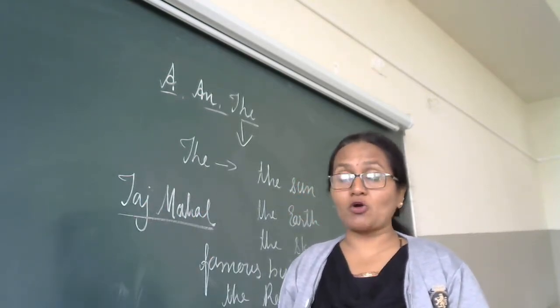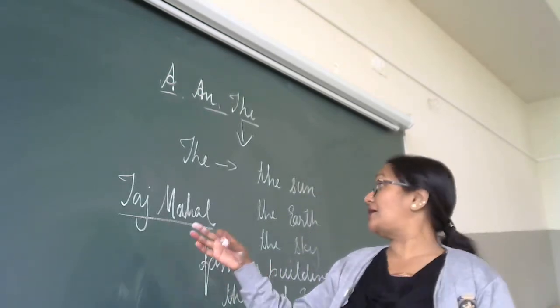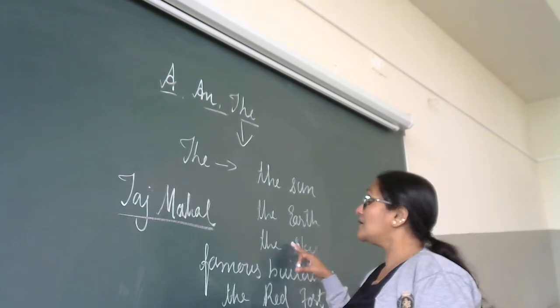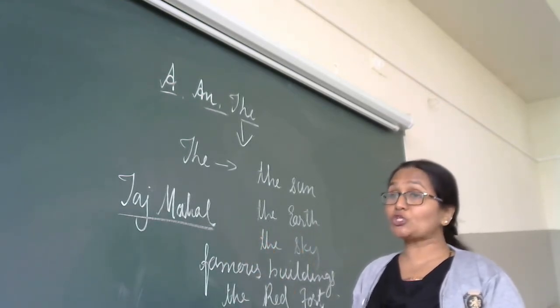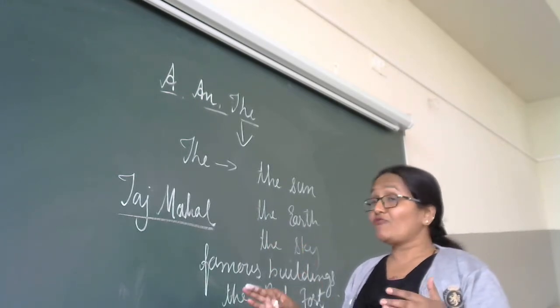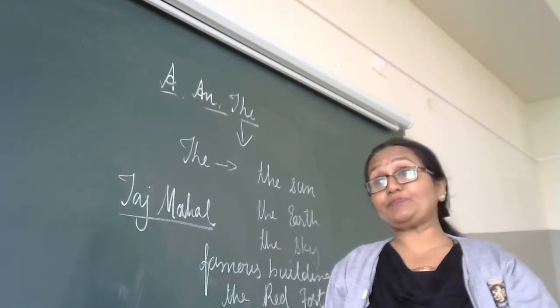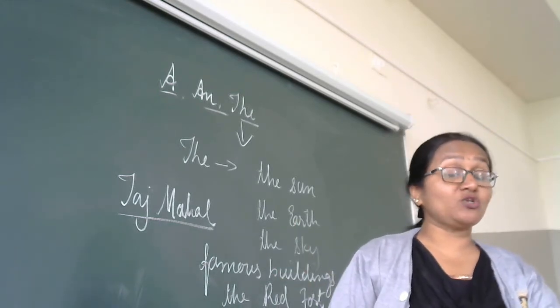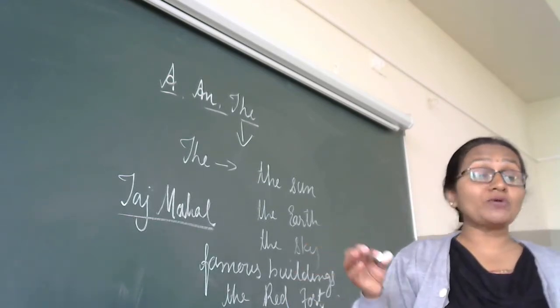So we use the when there is only one of its kind, like the sun, the earth, the sky. Here many monuments also exist, but it is a special one, for example the Taj Mahal, the Red Fort. And similarly, we use the before the names of mountains and rivers.